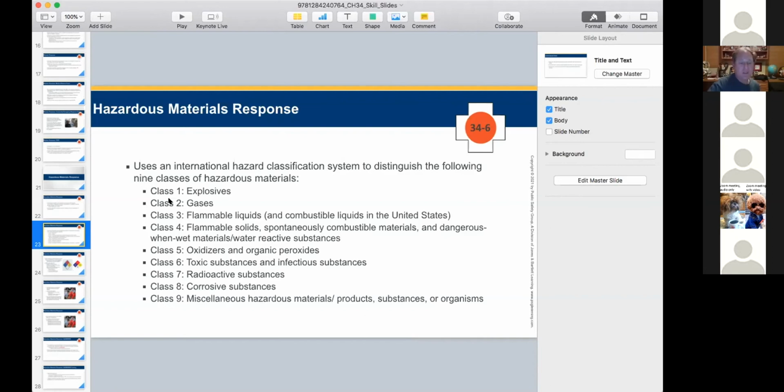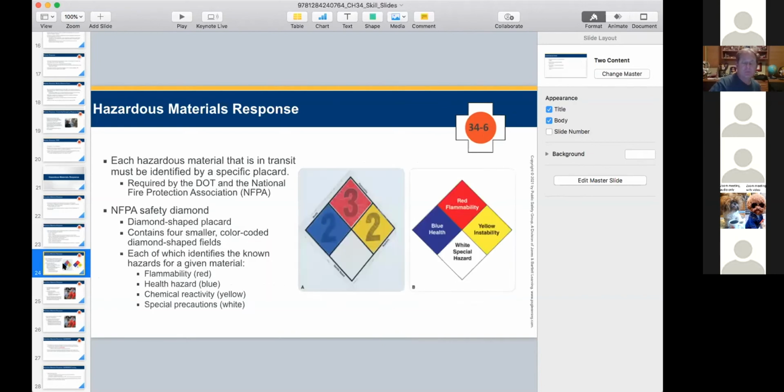Okay. Just know that this might pop up on the test. There's 9 classes. I would not put you to task of memorizing what each class is, class 1 as explosives, class 2. Just keep it familiar and fresh in your mind. The placards are on structures.